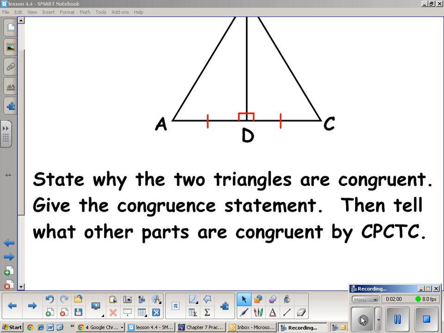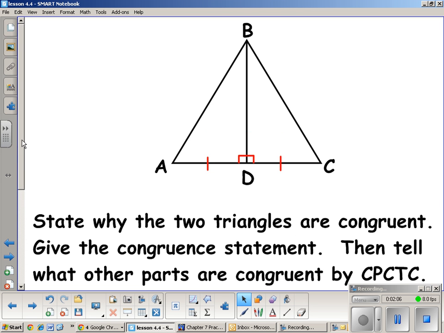All right, to answer this question, we first must state why the two triangles are congruent. Let's first recap what we have learned so far about proving triangles congruent. What's one method we can use to prove triangles congruent? Angle, side, angle. What'd you say, Connor? Angle, angle, side.